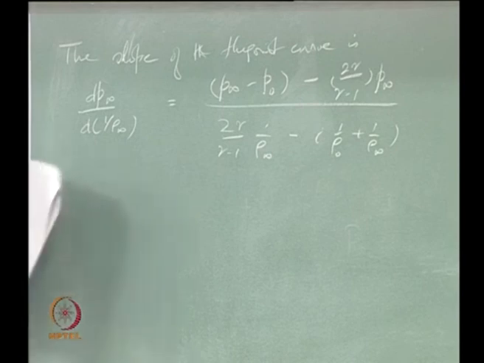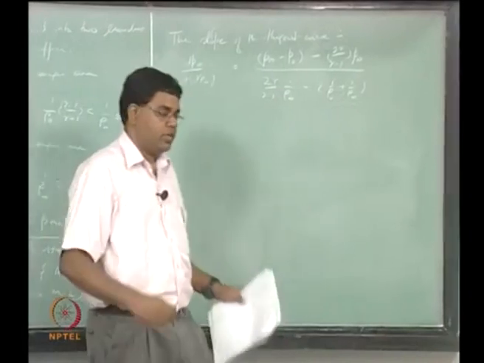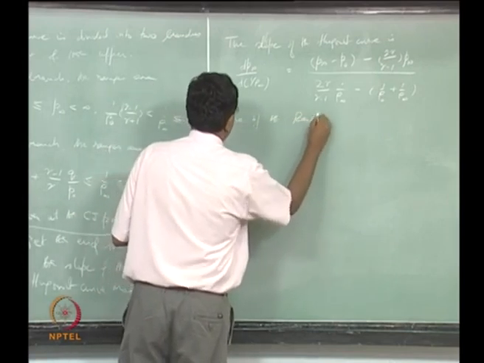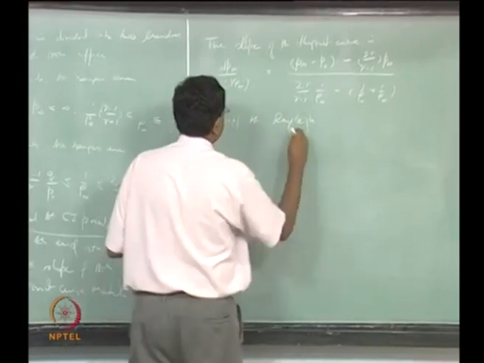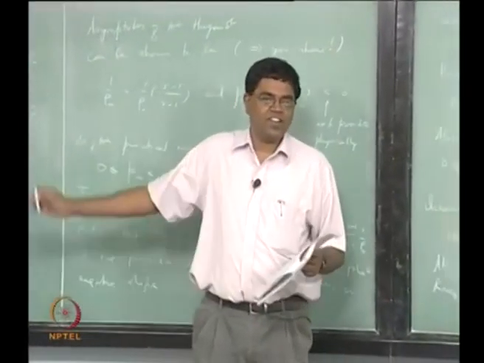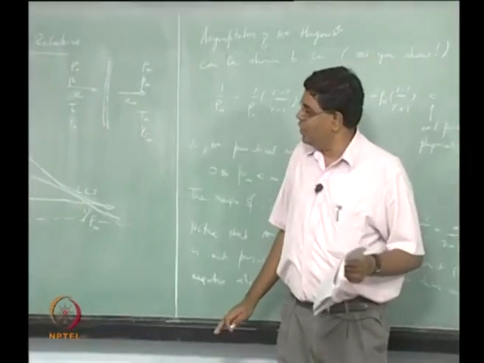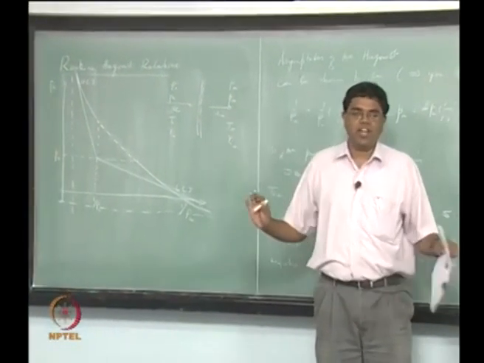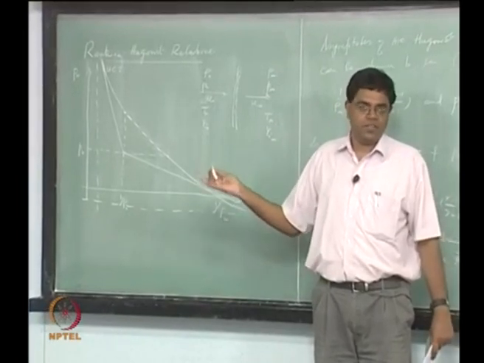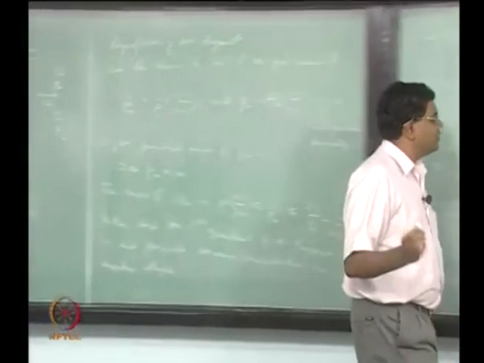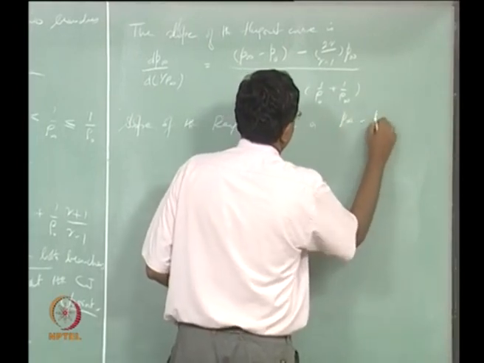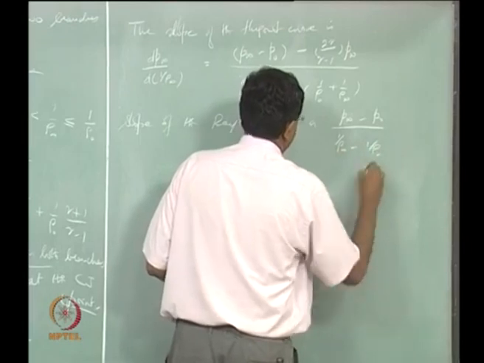At the CJ points, it turns out that the slope should now be equal to the Rayleigh slope, right? So what's the slope of the Rayleigh line? The Rayleigh line is a straight line, and so long as we don't want to use the m dot squared expression, because we want to deal with only the thermodynamic properties, for a straight line it's just P_infinity minus P_naught divided by 1/rho_infinity minus 1/rho_naught. That's it, right?